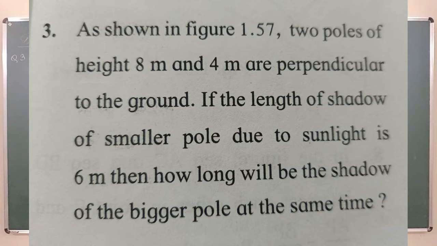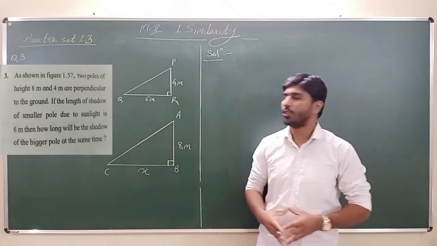Now we'll start with question number 3. As shown in the adjoining figure, two poles of height 8 meter and 4 meter are perpendicular to the ground. If the length of the shadow of the smaller pole due to sunlight is 6 meter, then how long will be the shadow of the bigger pole at the same time? Let's start with the solution.